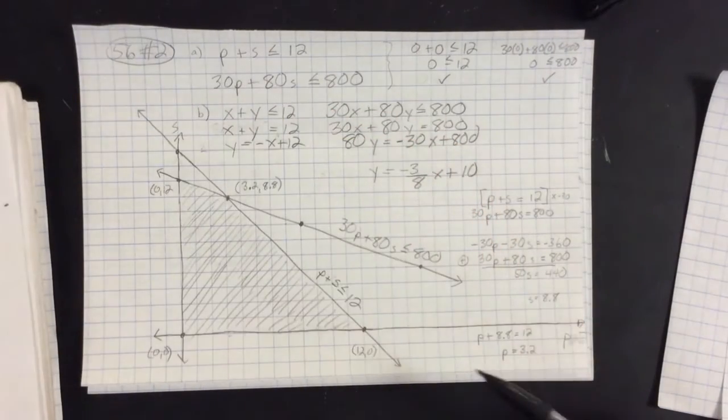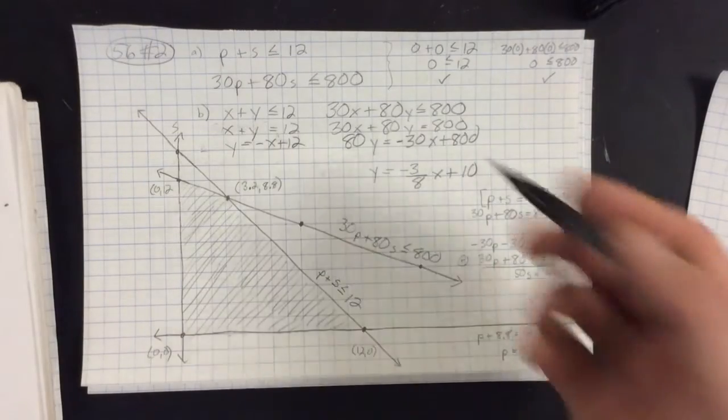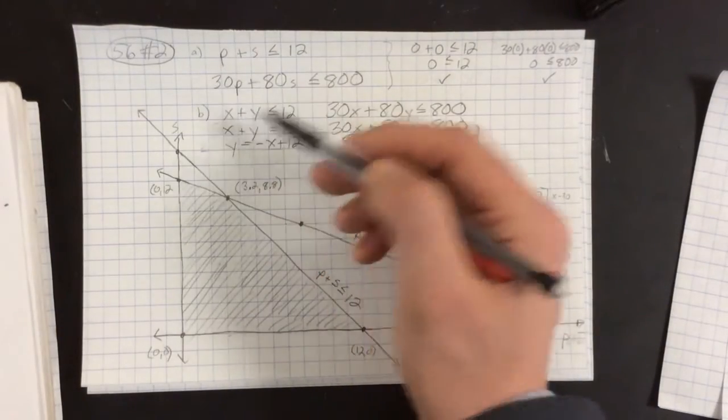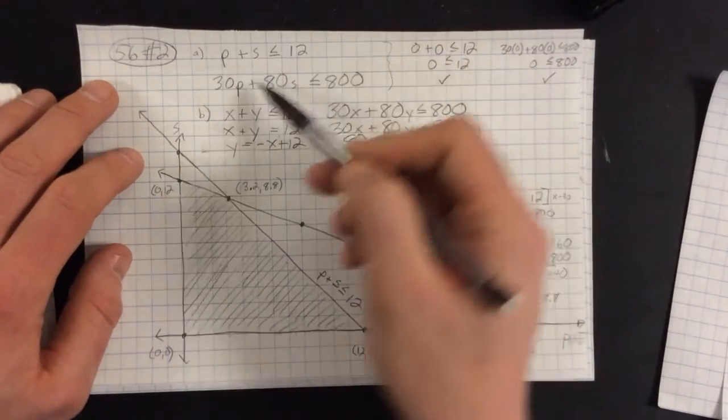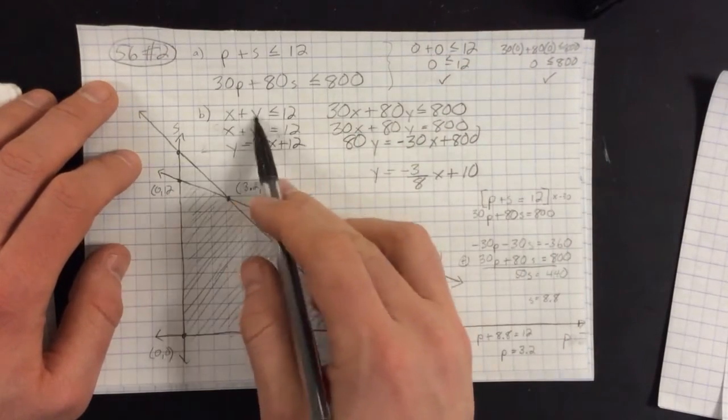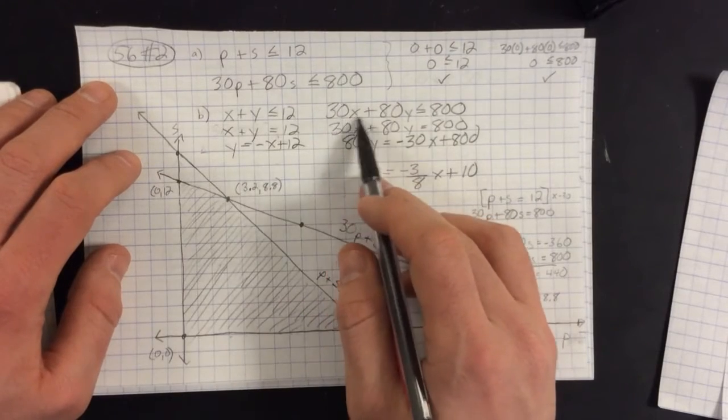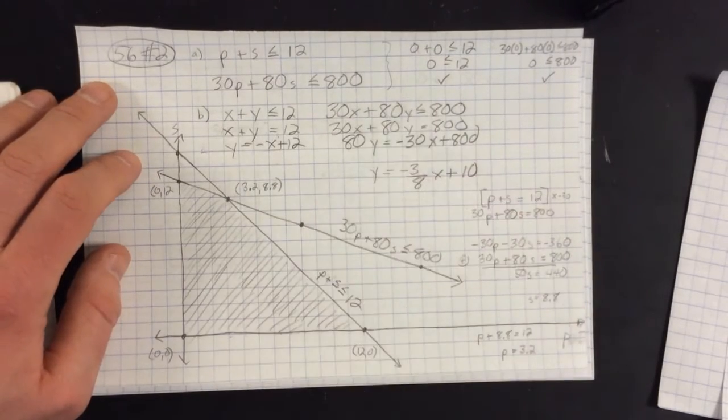Now, in order to graph this system, we're going to think about P as x and S as y, so we can think about it graphically. So we translate these inequalities into x and y, so you got x plus y is less than or equal to 12, and 30x plus 80y is less than or equal to 800.